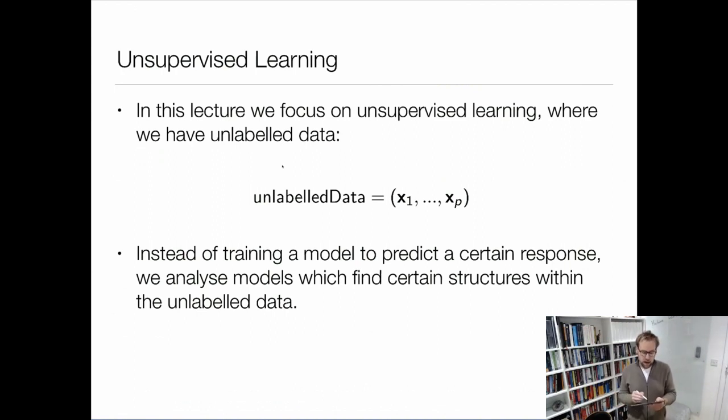We really have the unlabeled data where now I have just the predictors and no response variable, and I really want to figure out something about the data, some structure, and as I said, dimensional reduction as well as clustering are some very common techniques of unsupervised learning, and we will discuss them in the following.